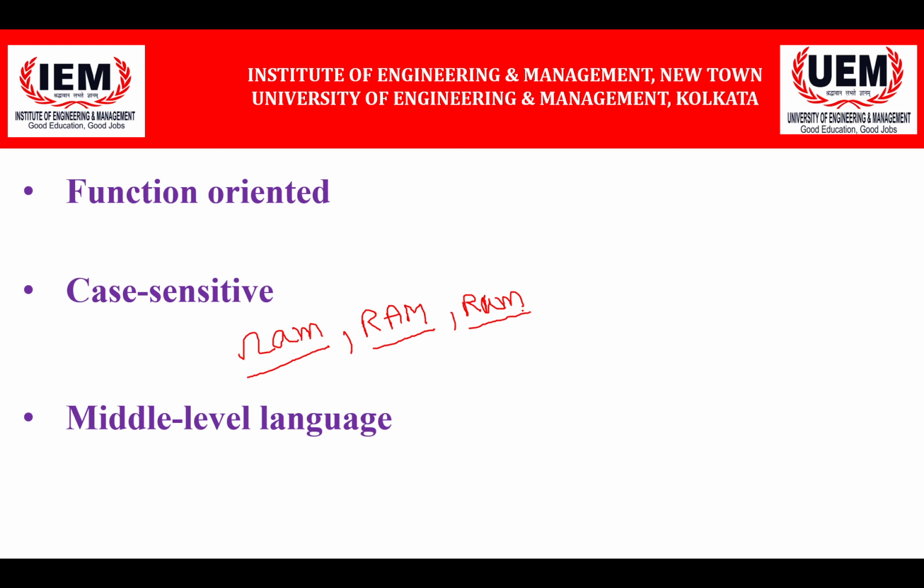Now, what are low level features? Low level features means machine or hardware oriented. Because C allows direct manipulation of memory using pointers, and it can interact directly with hardware through system level programming. That's why C is referred to as a middle level programming language.